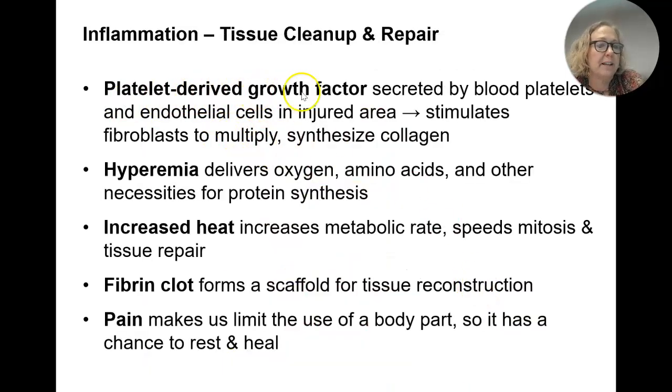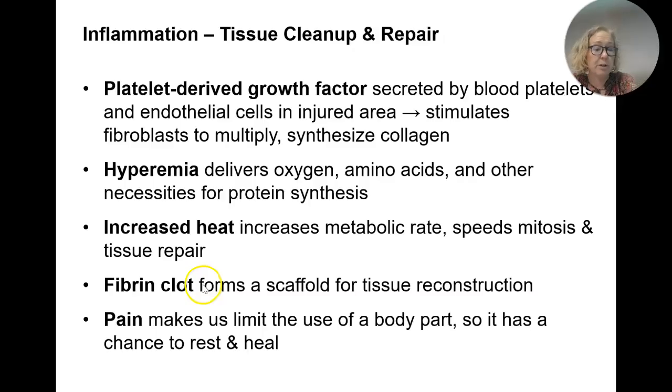Platelet growth factor stimulates fibroblasts, increases heat, right? You're going to be hot, like if you have a fever, but also if you're inflamed somewhere, it's going to be hot to touch in your skin. You're like, oh, that's a feverish, inflamed situation. That increases the metabolic rate. It increases mitosis. It calls your white blood cells, it's bringing the blood, it's bringing the white blood cells. That's why you're going to feel hot to the touch.